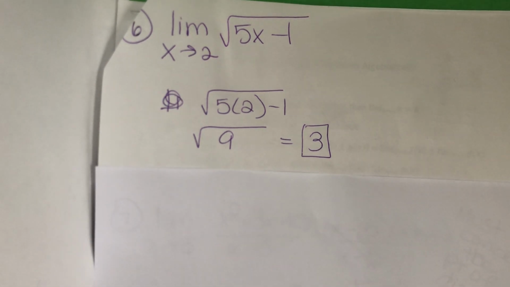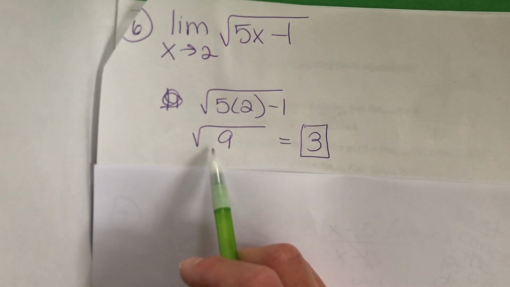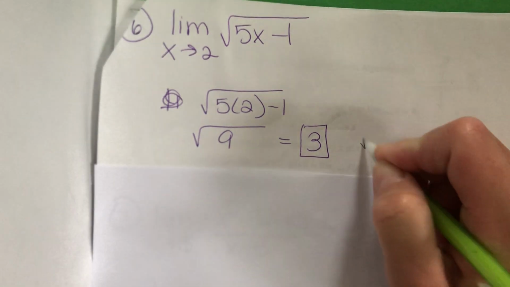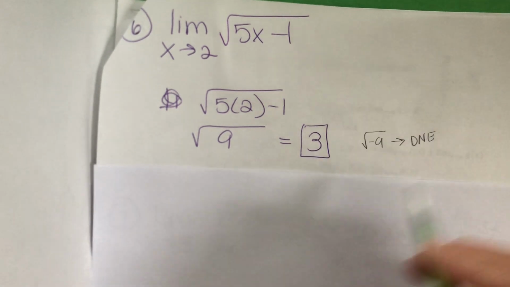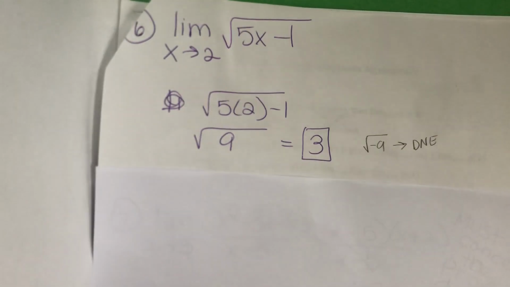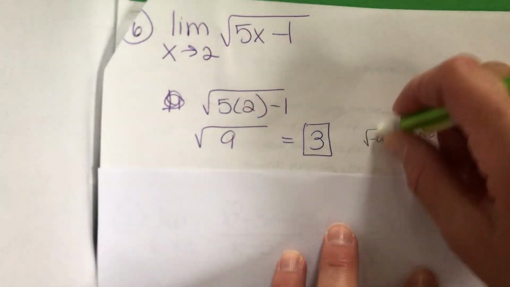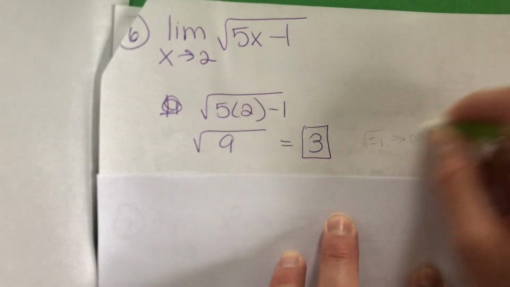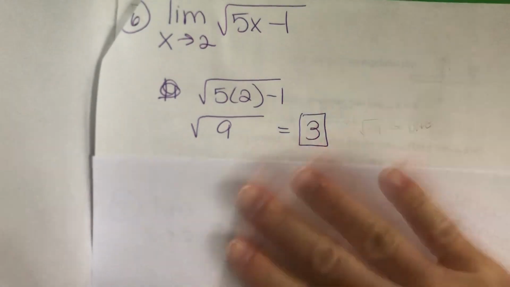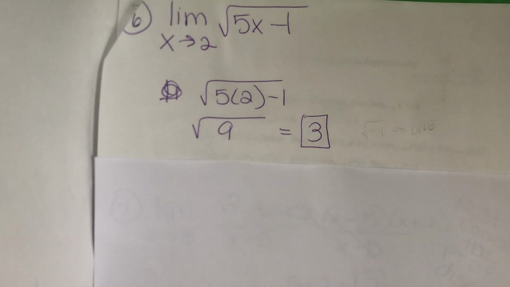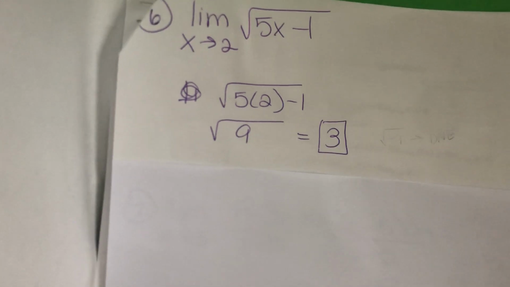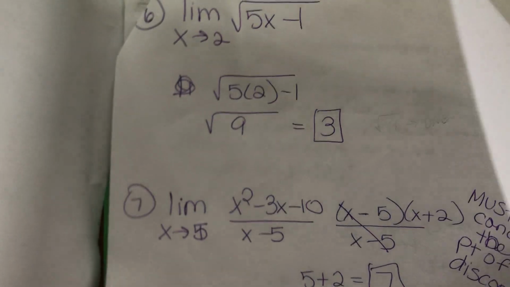is 3. Now, as an example here, if this came out to radical negative 9, then you would say the answer does not exist because we can't have an imaginary answer there. So just as a side note there, if the answer came out to an imaginary unit, like radical negative 9 would be 3i, for example, then you would just say the limit doesn't exist because that's not a real number. There might be a question like that in the test.